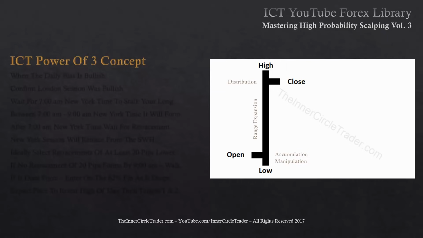Whenever I refer to Power 3, what I'm referring to is the three components that make up generic price action. That's the accumulation phase, where long or short positions are accumulated. Then a manipulation stage where price goes the opposite direction to what the intended future direction will actually be. And then there's a range expansion, and then a distribution.